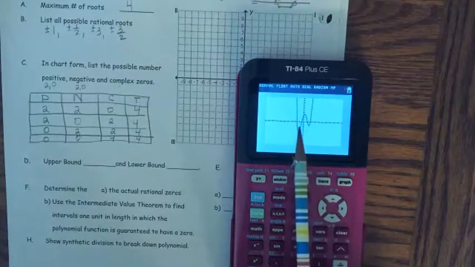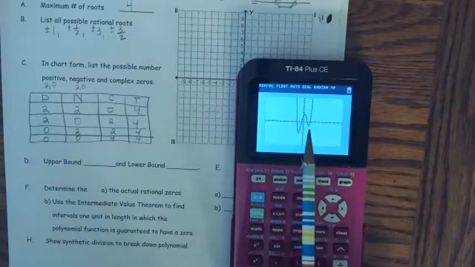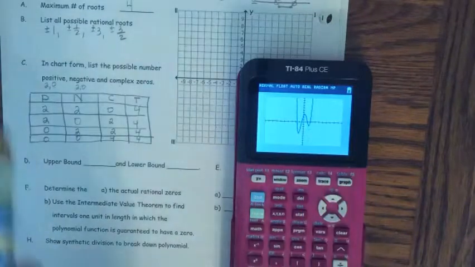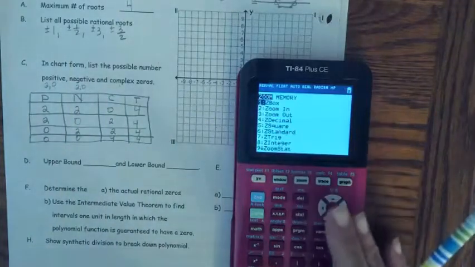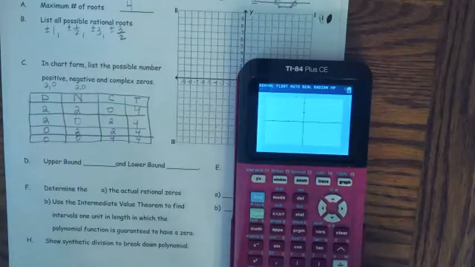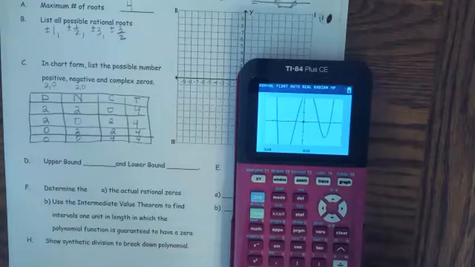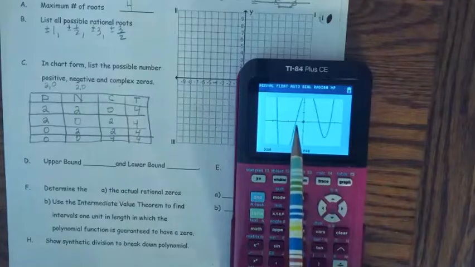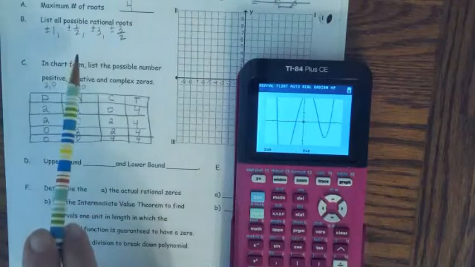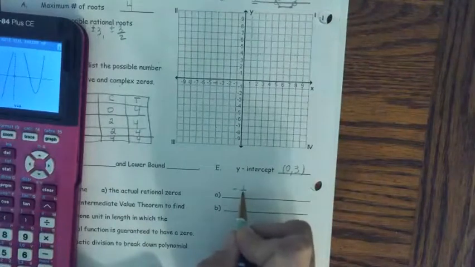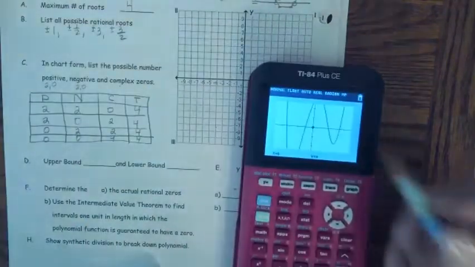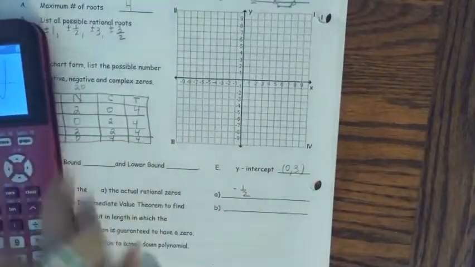All right, so there are actually 4 roots here. So looking at what our possible rational roots are and what I have here, I might zoom in and see if I can see things better. Zoom in. All right, so it looks like this is negative 1/2, and that was a possible rational root. So negative 1/2, and definitely 1 right here. So that's my other one.